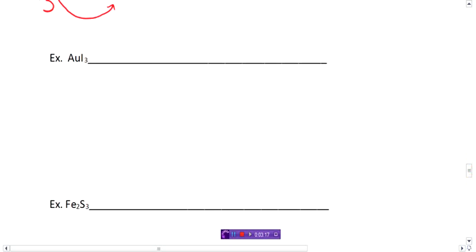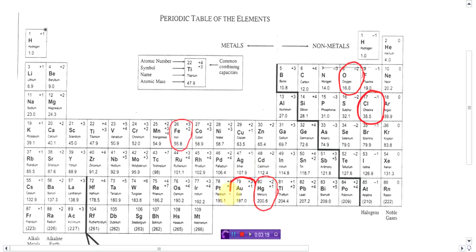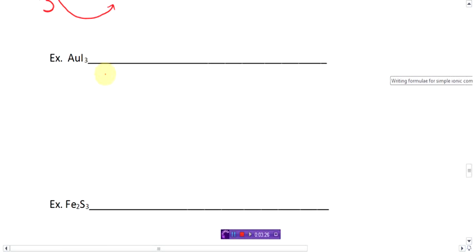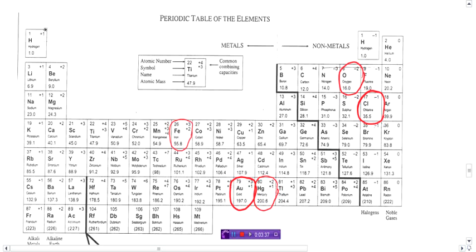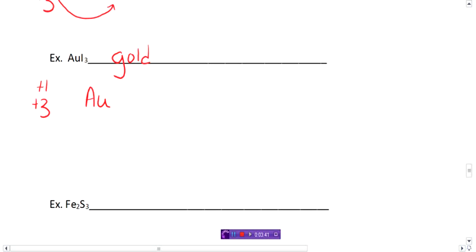AuI3. Au is gold. It can have a charge of +3 or +1. It's got to have a Roman numeral in its name. So we'd write gold. Possible charges are +1 and +3. Then the second element, iodine, is -1. Change it to iodide, and I is -1. Now you'll notice we haven't done one with a subscript yet. So there's a little 3 there.